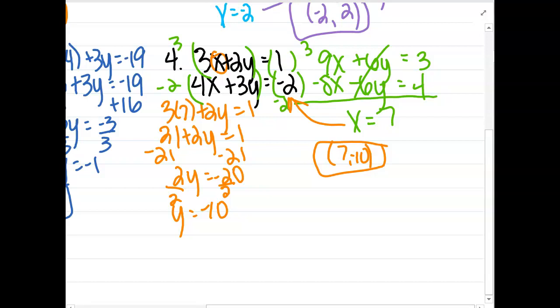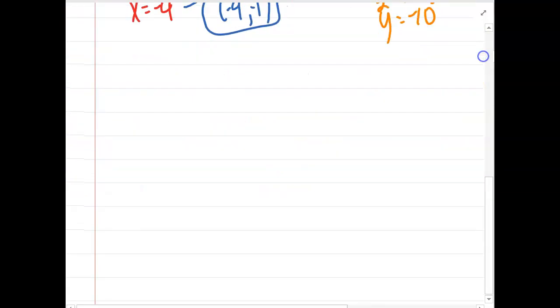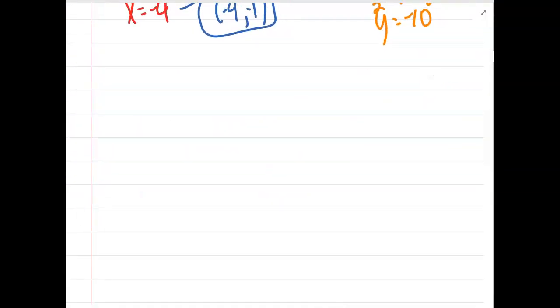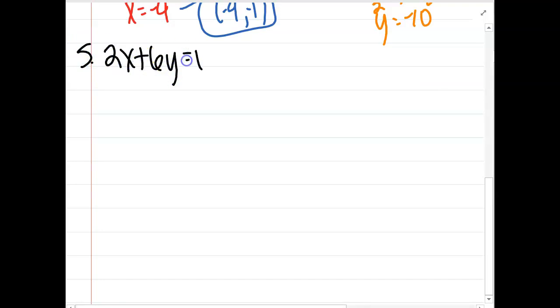Okay, so we've got 2 more that are special cases, and then I'll let you get started on your homework. Okay, number 5 looks like this. Number 5 says 2x plus 6y equals 18. The second equation says x plus 3y equals 9. Okay, so I already know I'm going to have to multiply because I don't have matching or opposite coefficients as it is. But let's see if we can get away with just multiplying one equation.